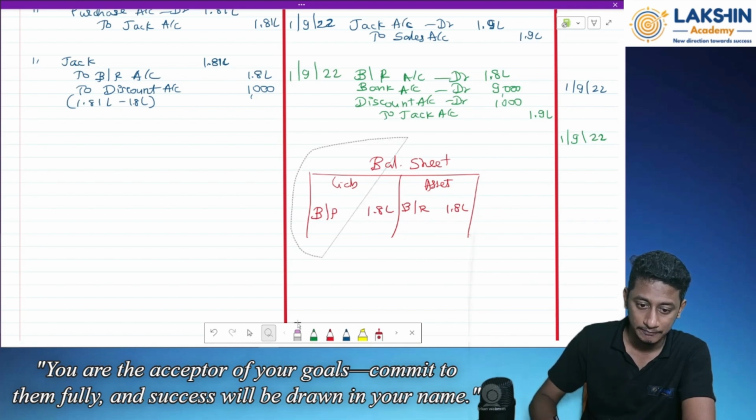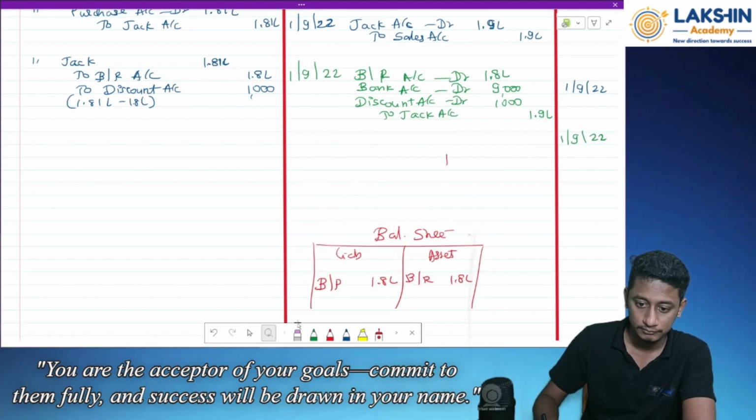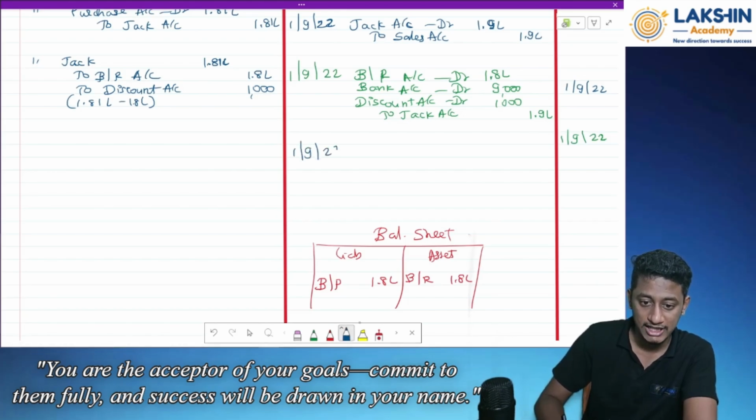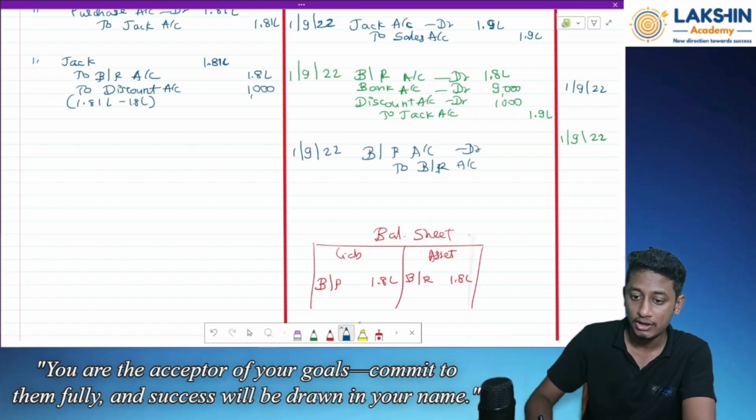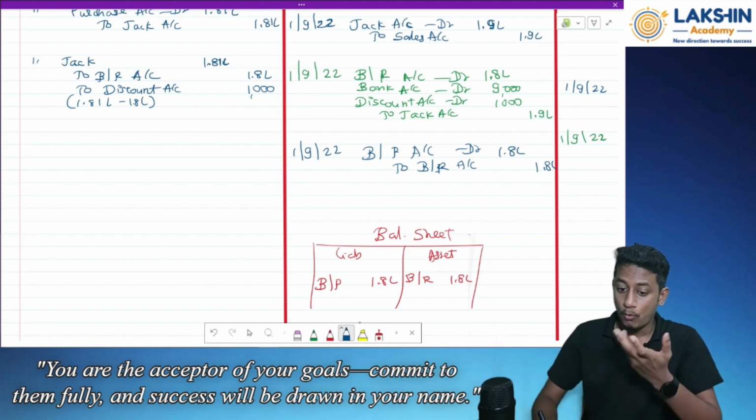Tell me. Think and tell me. How can this bill be cancelled? Simply by reversing it off. How will I reverse it off? Look at over here. On the same date, bill payable account debited to bill receivable account. How much is the value of the bill? 1.8 lakhs.